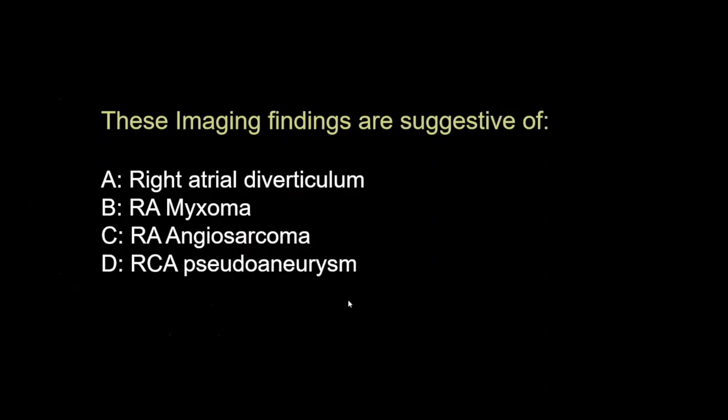Whenever we look at right heart tumors, I think about angiosarcoma. Great, very good. That's a very important thing. Whenever you have a mass-like lesion originating from the right atrium free wall, you have to think about angiosarcoma. That's the most common site for that.